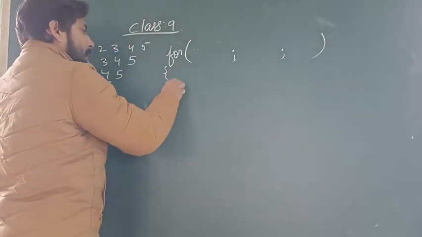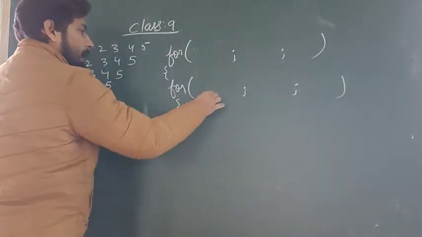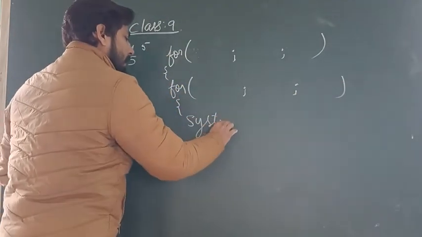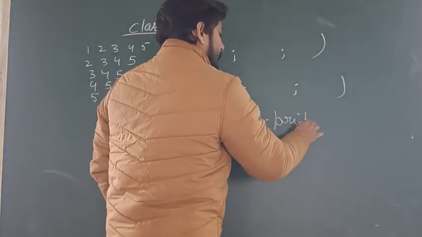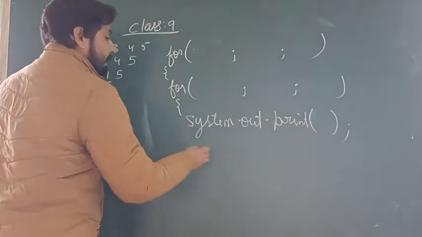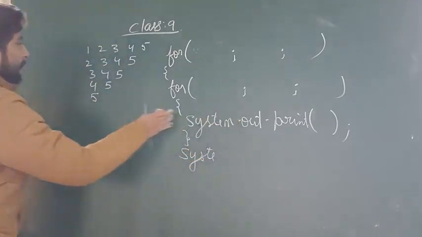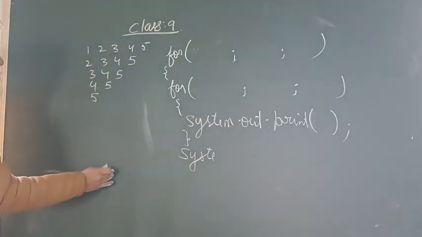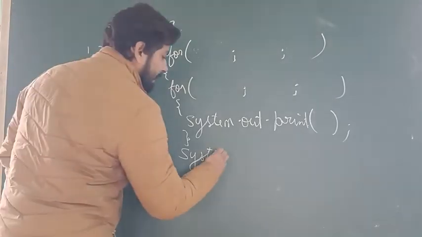Outer loop, inner loop. Don't write println here. If it is written, then your answer will be wrong. Then it will be printed like this: 1 2 3 4 5, then 2 3 4 5, 3 4 5, 4 5, 5, in this way.